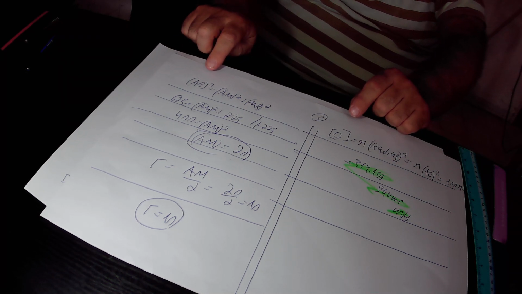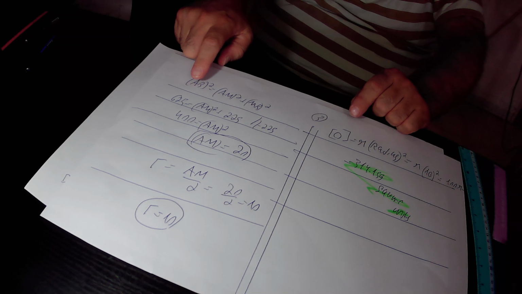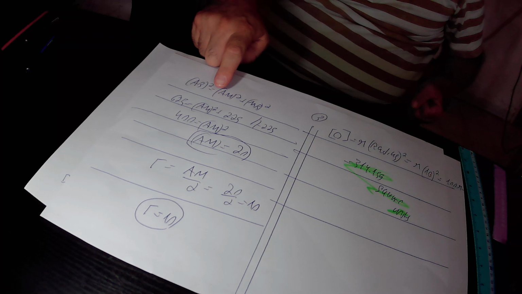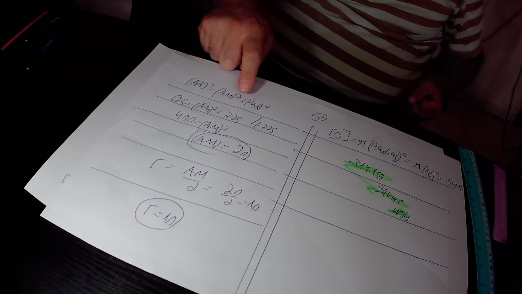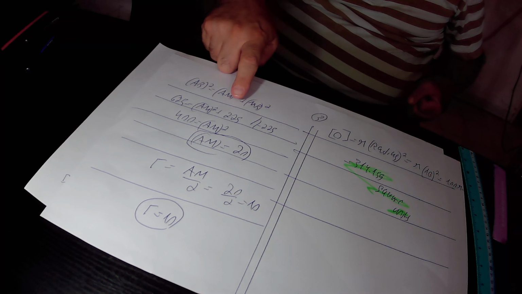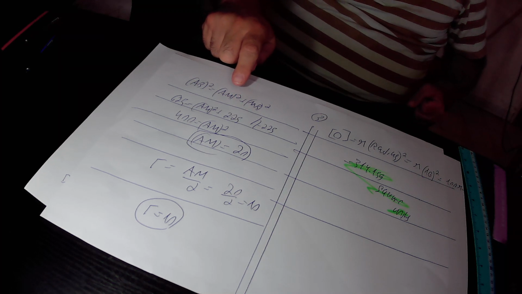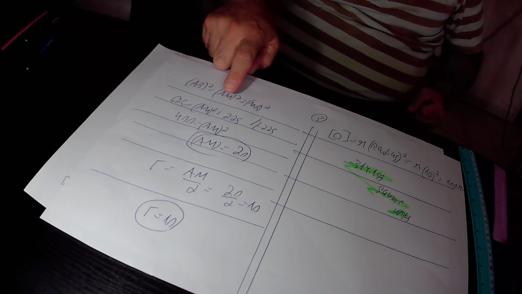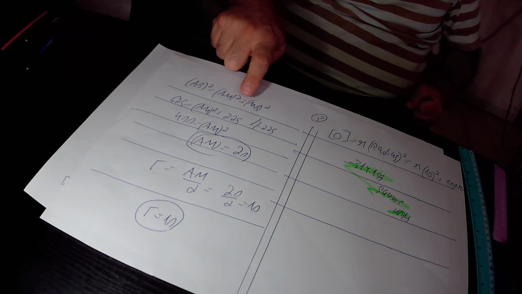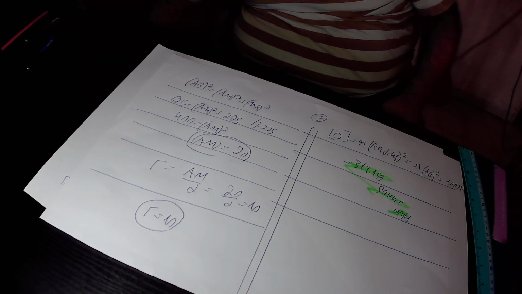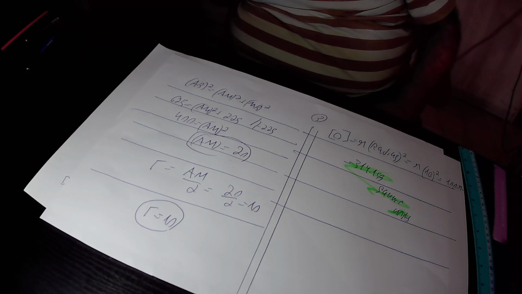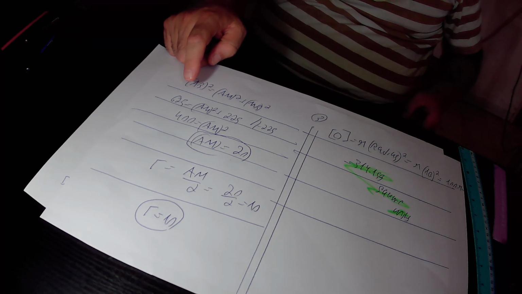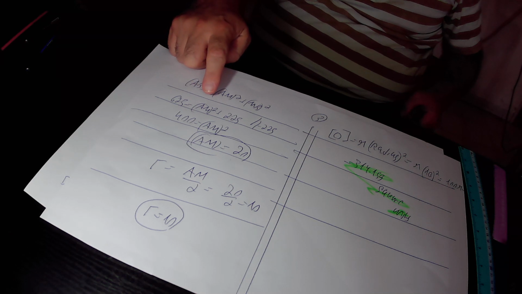AB is 25, therefore AB squared is 25 squared, that is 625, and it is equal to AM squared plus MB squared. AM is the missing side, so we leave it as it is. MB is 15, therefore MB squared is 15 squared, that is 225. So 625 equals AM squared plus 225. Here we subtract 225 from this equation. 625 minus 225 is 400. So 400 equals AM squared.